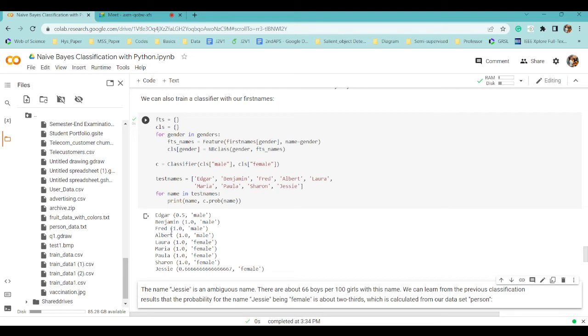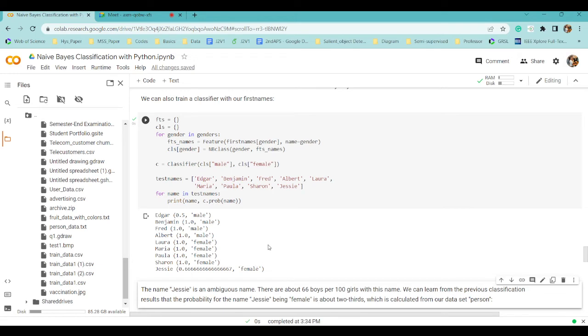See, some examples give a 100% result. For example, Benjamin, Fred, Albert, these kinds of names give 100% result that it's a male or a female. Laura, female, Maria, female. But there are two names. Edgar gives 0.5 male, meaning there's a 50% chance that it is a male and 50% that it can be a female from the perspective of the name. Similarly, there's a name called Jessie. For Jessie, it is telling us there is a 66% chance that it's a female.